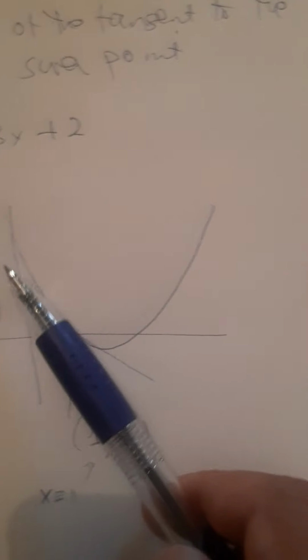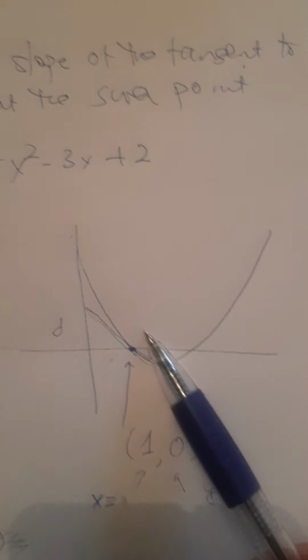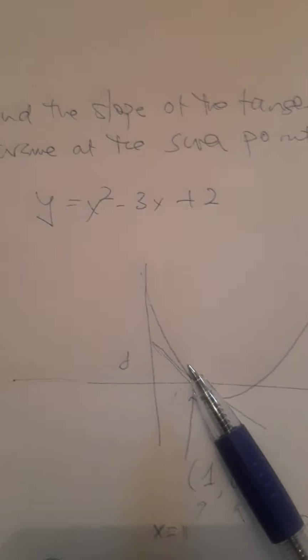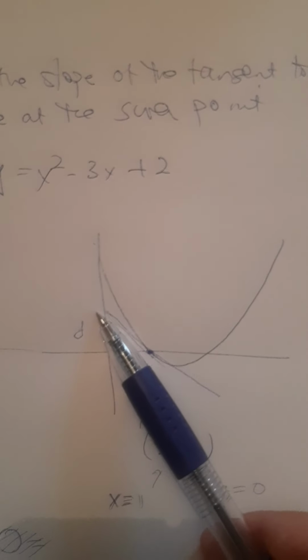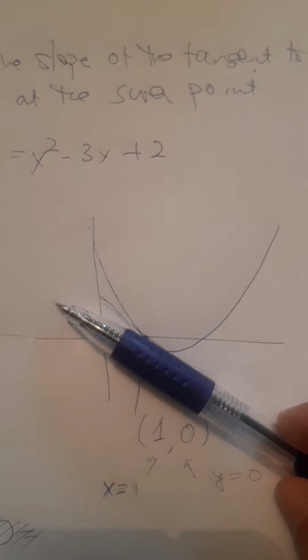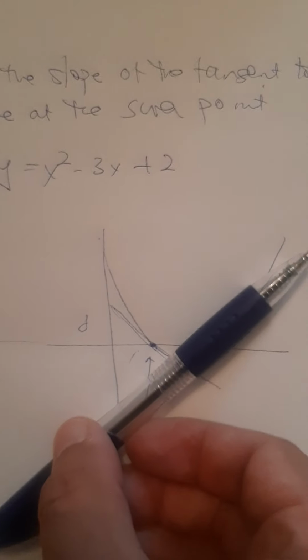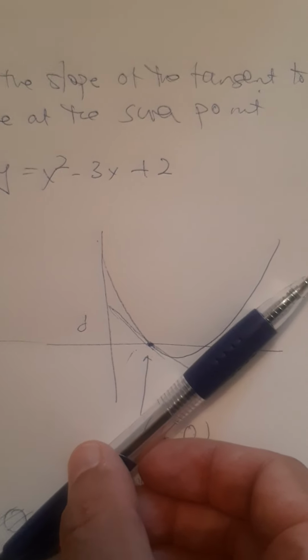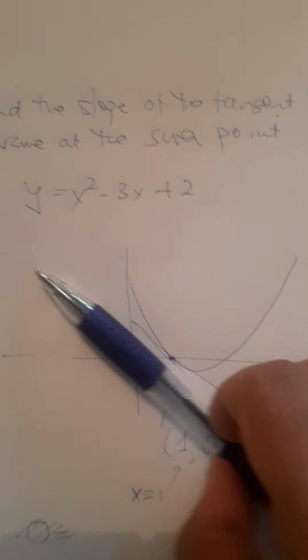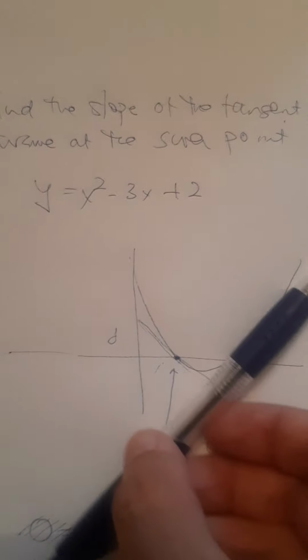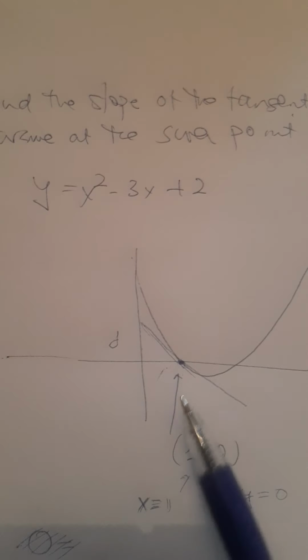So the slope of the tangent to the curve at the given point is minus 1. So any slope that you see going this way is always negative, and anything that way is positive. So you know you've got the right answer, right? If it's flat, then it's 0. Okay, so that's minus 1. It's always negative this way and always positive that way. So you've learned a few things there.